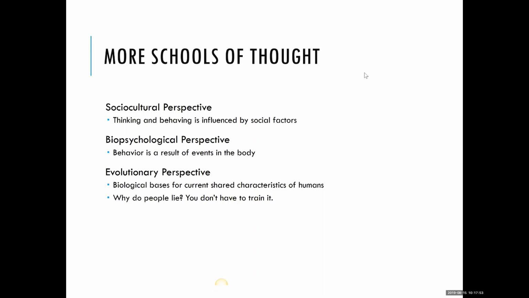So we will talk about the biopsychological perspective quite a bit in chapter 3. Chapter 3 is about the most science-heavy chapter in this book, and it's all dedicated to biopsychology. The evolutionary perspective is the idea that there is an underlying biological basis for the shared characteristics across humans. There can be a lot of cultural variation, but then we see things that are common across cultures.